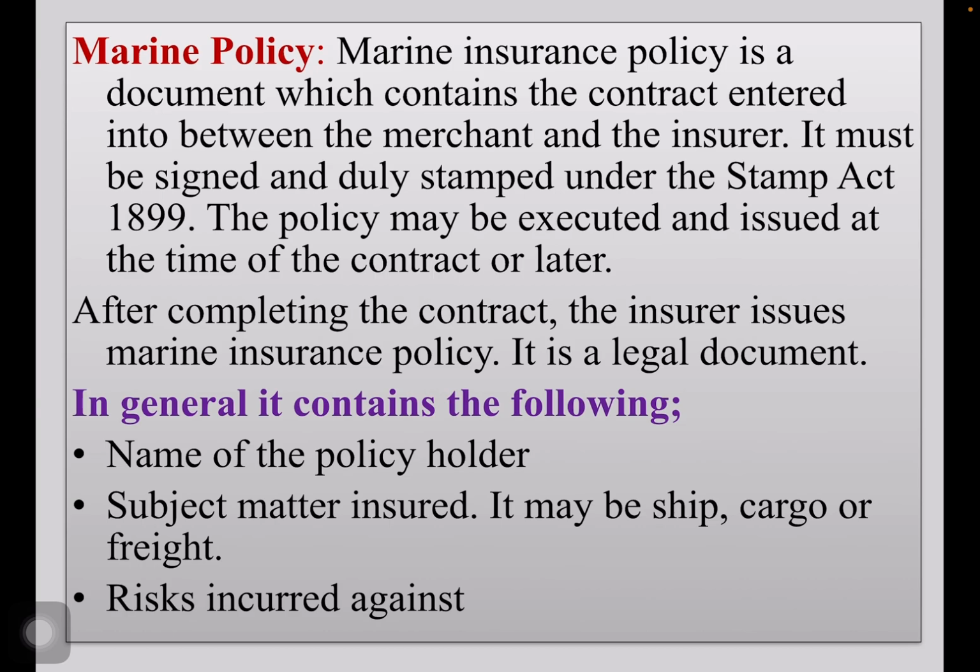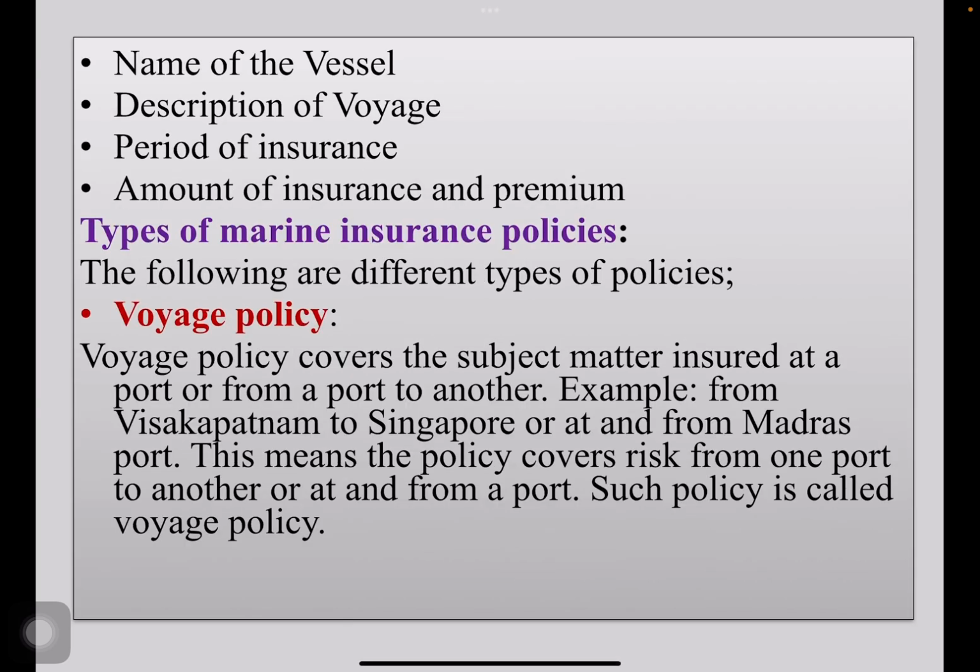In general, it contains the name of the policy holder, subject matter insured, it may be a ship or cargo, risk insured against, name of the vessel, description of the voyage, period of insurance, amount of insurance and premium. There are different types of insurance policies. They are: first one is voyage policy.